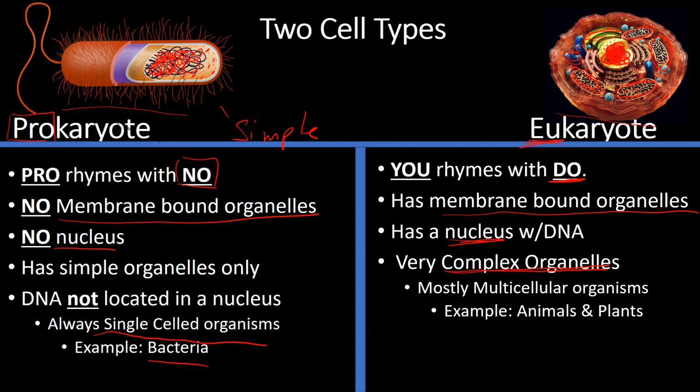Now, when we look at a eukaryote, eu rhymes with do, and they do have membrane-bound organelles. Those are these structures again, okay, these very complex structures. They do have a nucleus to store their DNA, and they're mostly multicellular, so think plants and animals, okay? Those are all eukaryotic cells.